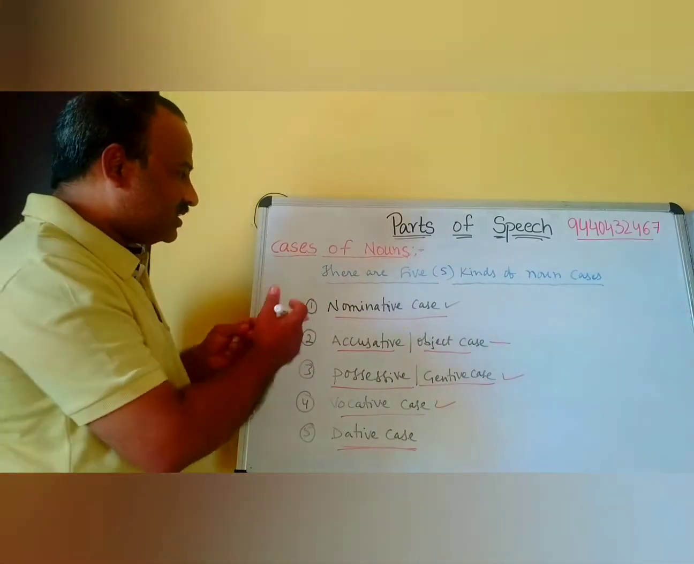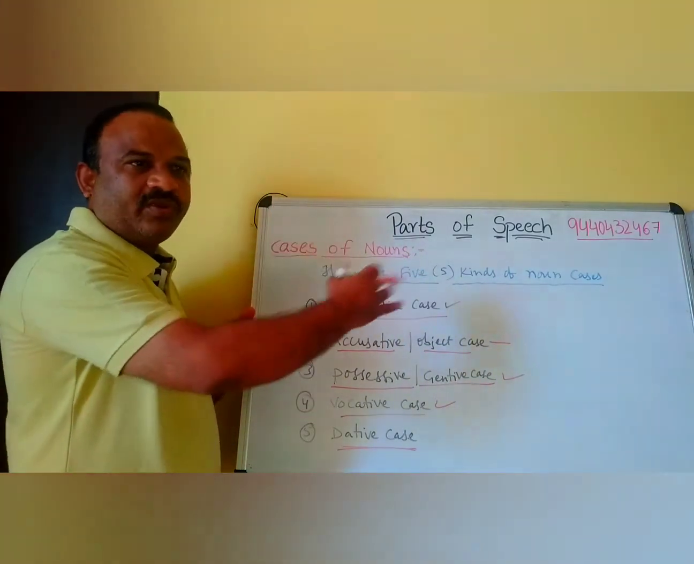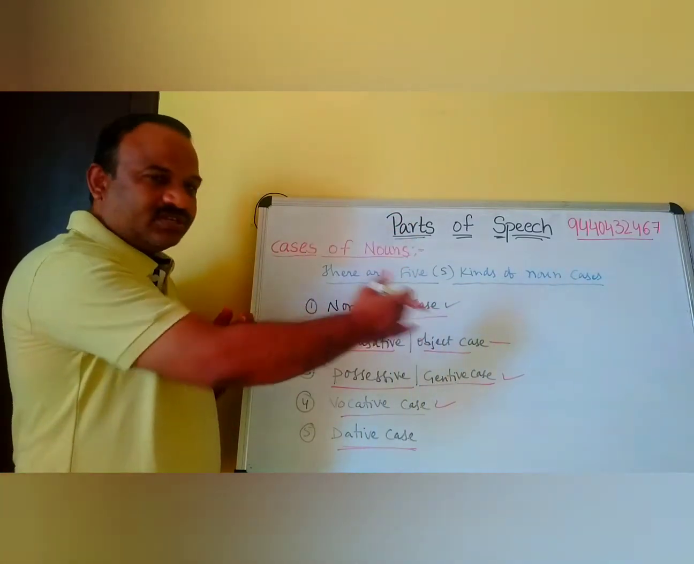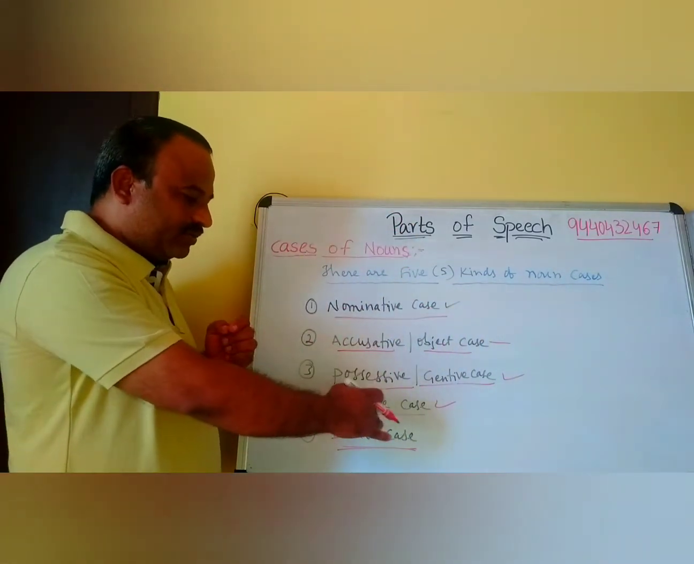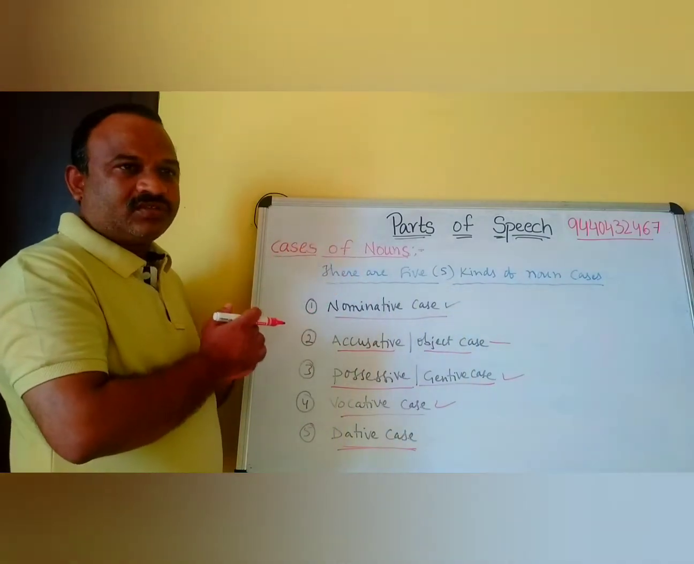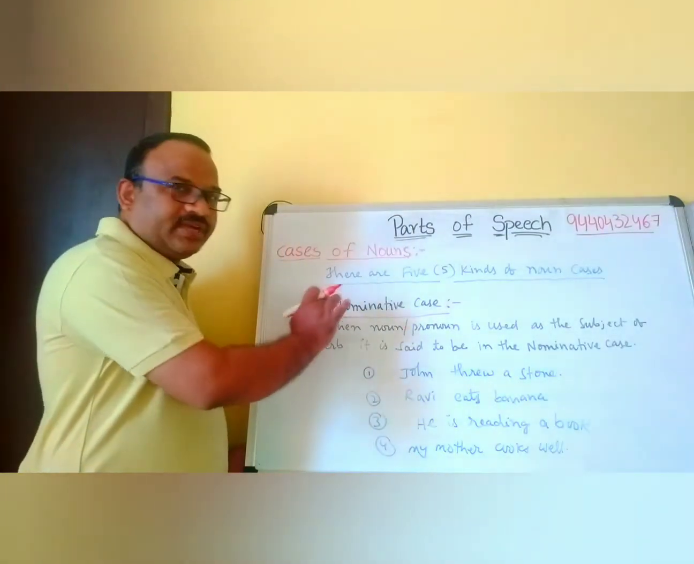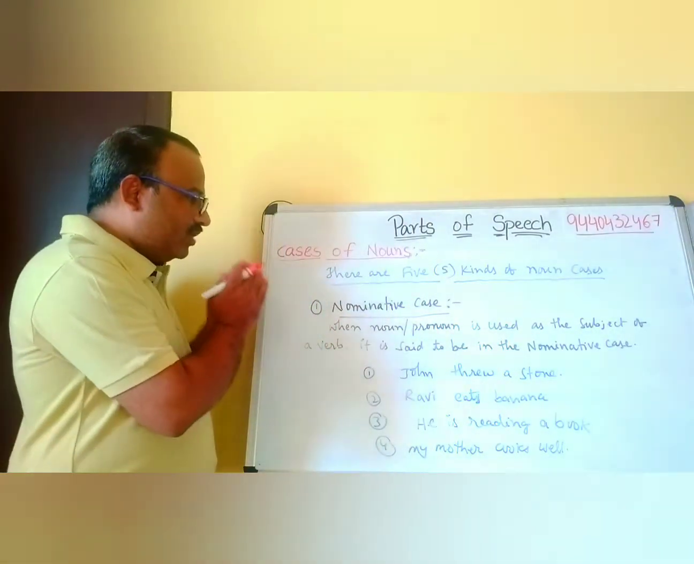Let us discuss in detail what is nominative case, what is accusative or object case, what is possessive or genitive case, and fourth one vocative case, fifth one dative case. Now, nominative case. What is nominative case?